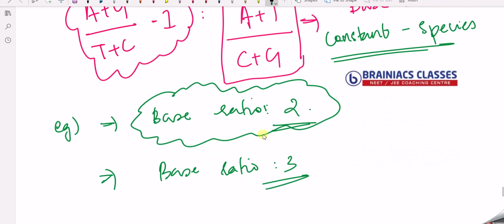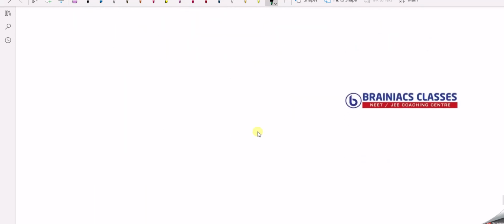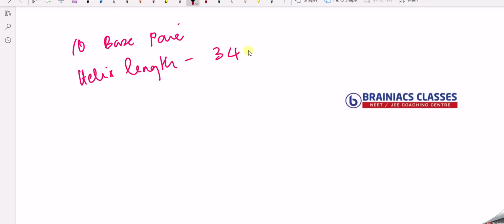Now coming back to the structure, we know each helix has 10 base pairs and the helix length is 34 Angstrom. What is the diameter? Diameter means the distance between two phosphate groups. Here one phosphate, here one phosphate. This is the diameter. The diameter is 20 Angstrom. Understand?